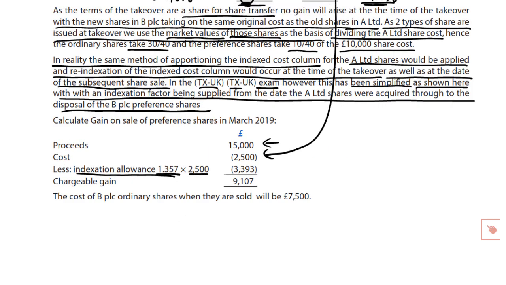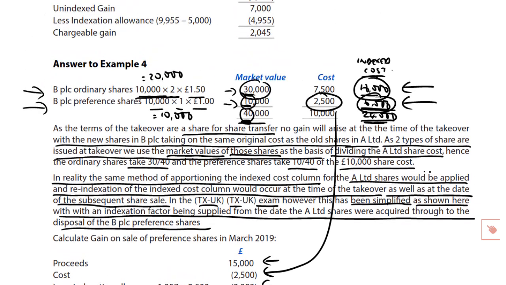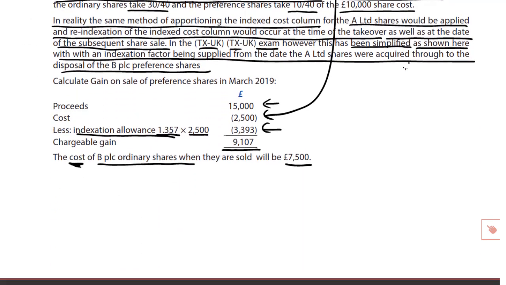So, what is our cost? 2,500. What is our indexation factor? 1.357. Multiplied out, hopefully, that is the correct number, which therefore gives rise to our chargeable gain. Of course, going forward, you'd still own the ordinary shares, and when they are sold, what will their cost be? That will be the other £7,500 that we'd established there at the time of takeover.